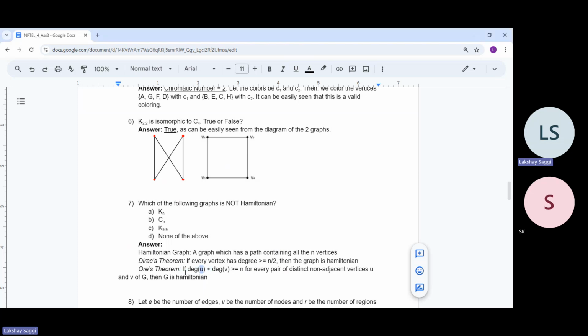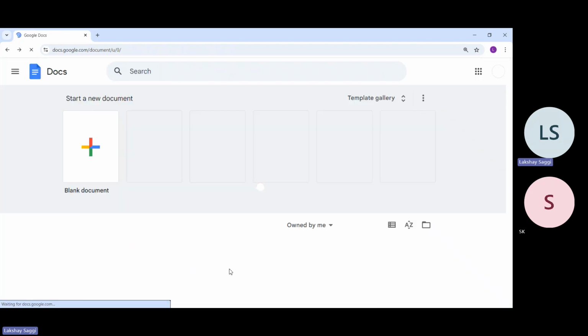And why am I saying Ore's implies Dirac's? Suppose Ore's theorem holds, that if in a graph this property holds for every pair of non-adjacent vertices, then G is Hamiltonian. Then what I'm saying is Dirac's theorem will also hold. And why is this the case? Because if every vertex has degree greater than or equal to n by 2, then we are sure that the degree of u plus the degree of v will be greater than or equal to n, because each is greater than or equal to n by 2.